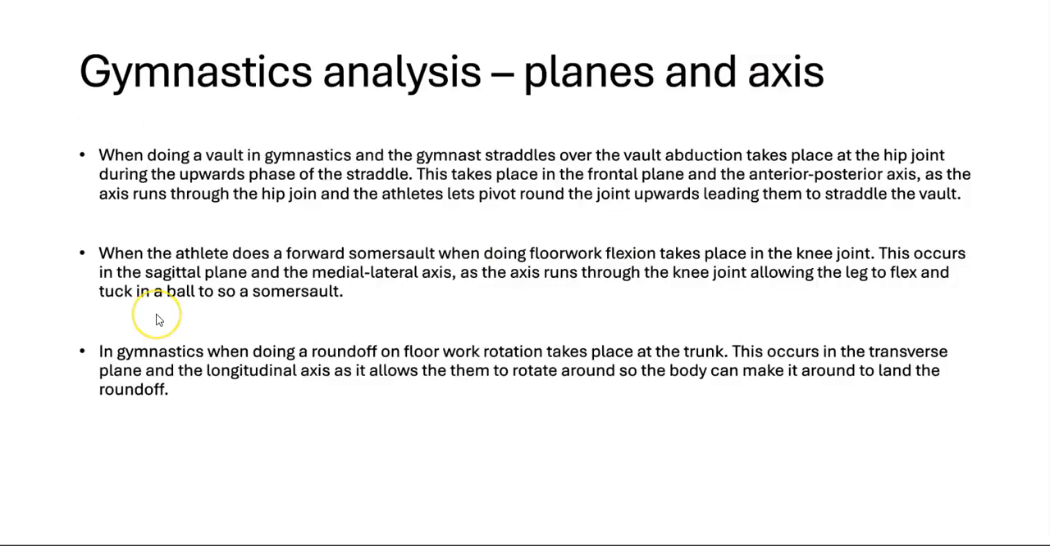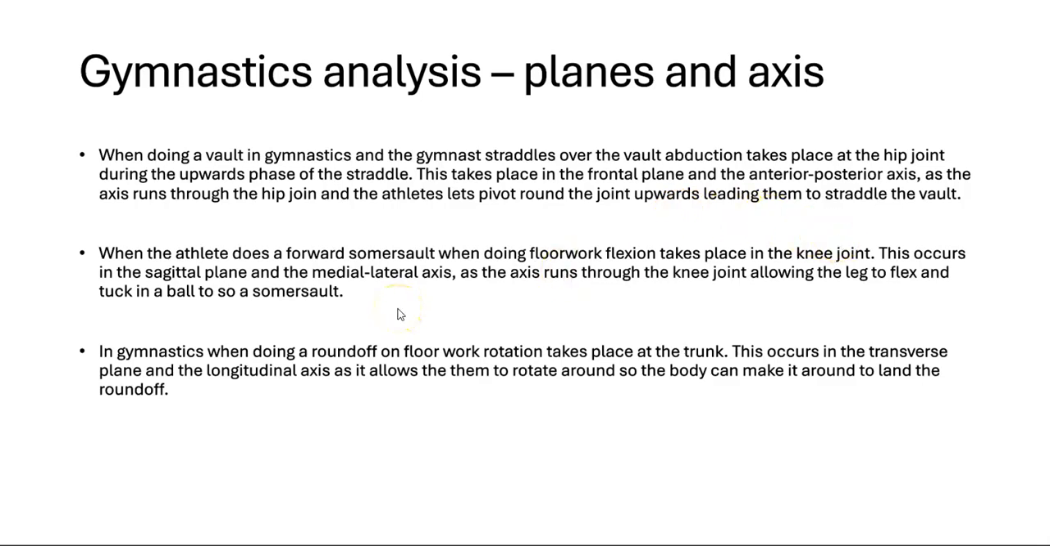When doing a vault in gymnastics and the gymnast straddles over the vault, abduction takes place at the hip joint during the upwards phase of the straddle. This takes place in the frontal plane and the anterior-posterior axes as the axis runs through the hip joint and the athlete's legs pivot round the joint upwards, leading them to straddle the vault.